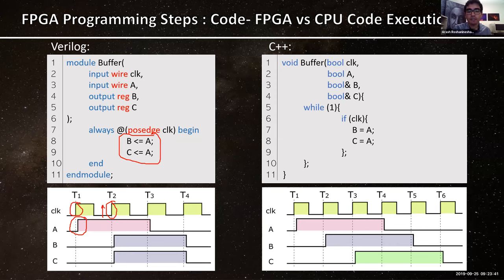On the right, in the C++ program, at the first clock, we change the value of A to 1. In the next clock, let's say the program counter has reached line number 7. It puts B equal to A, so B will go up. But C doesn't change because we are still at line 7. In the next clock, it goes to the next line and changes C to equal A.